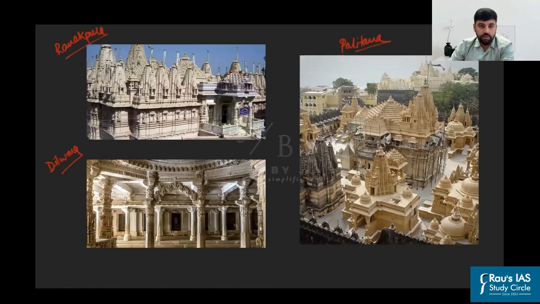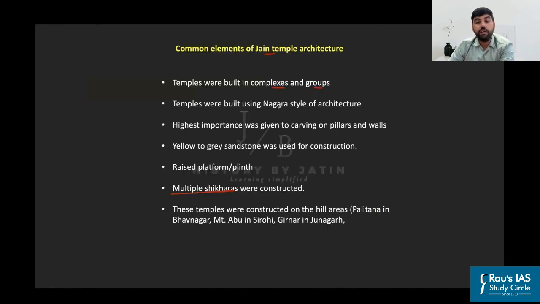As you can see, this is the shikhar. This is your shikhar, right? So there are multiple temples, so you have multiple shikhars. Temples were built using the Nagara style. Remember this: Jain temples are built mostly using the Nagara style.